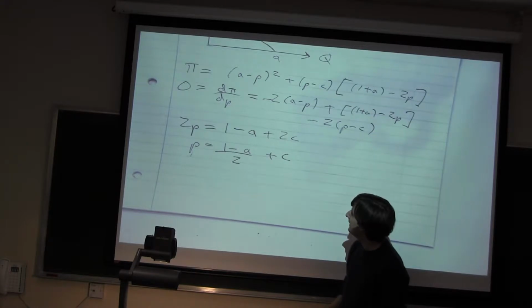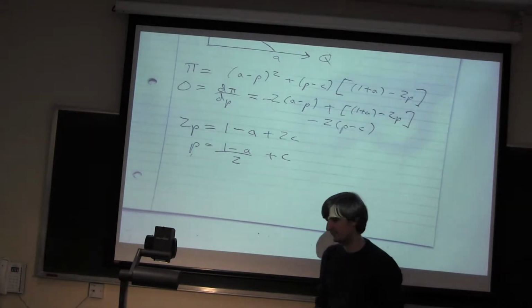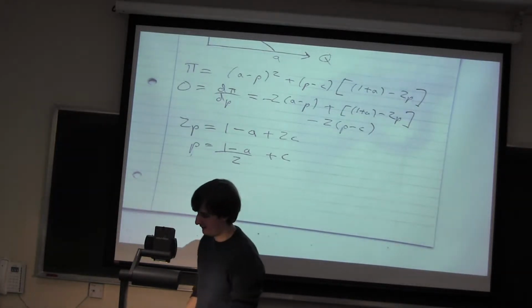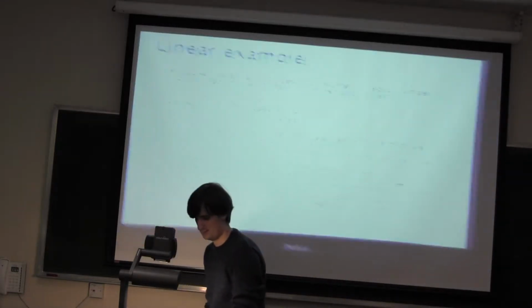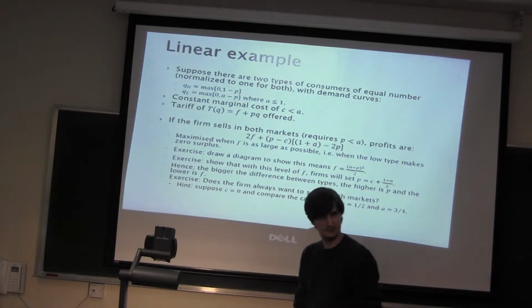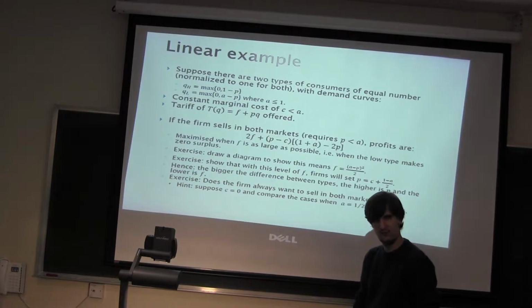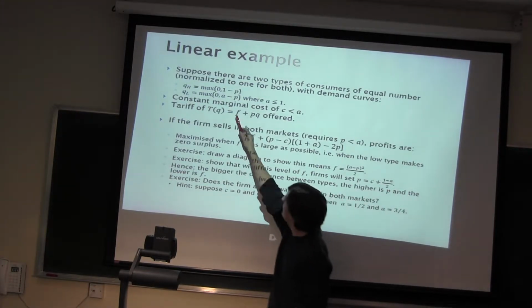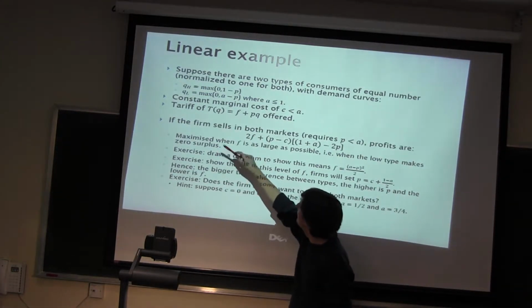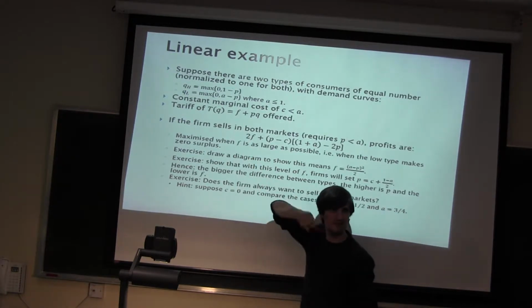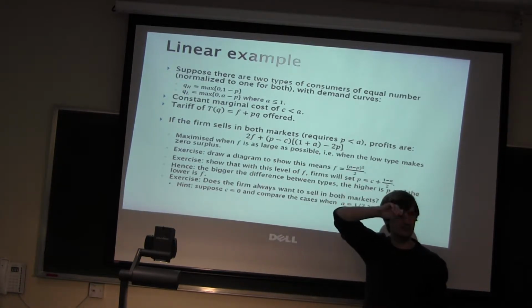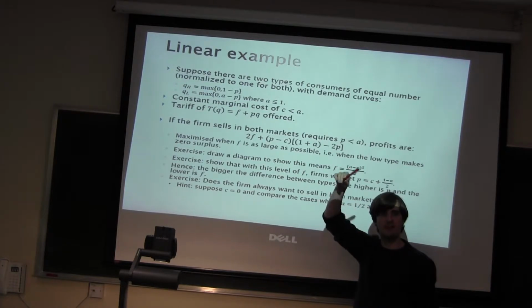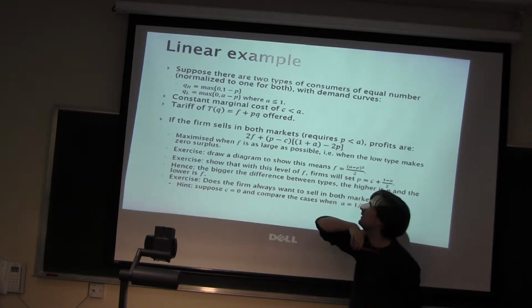Why is it decreasing in A? That's slightly surprising, isn't it? So, here's the low types' demand. You might think intuitively that the higher the demand was, the more the low types were prepared to pay, the higher the price you'd want to sell.